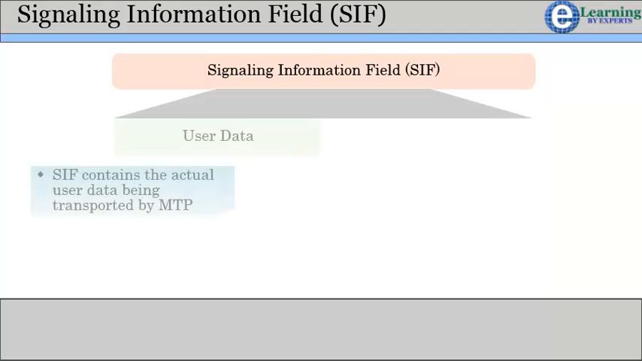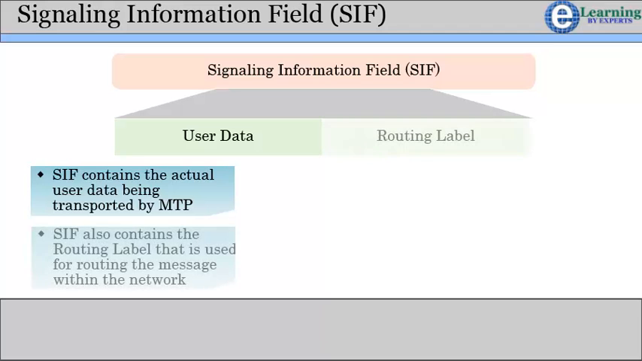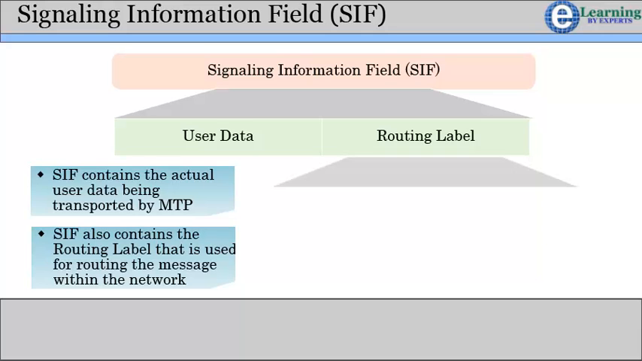The SIF contains the actual user data being transported by MTP, such as telephone numbers, control signals, or maintenance messages. The beginning portion of the SIF also contains the routing label that is used for routing the message within the network. The routing label contains the following 3 components.